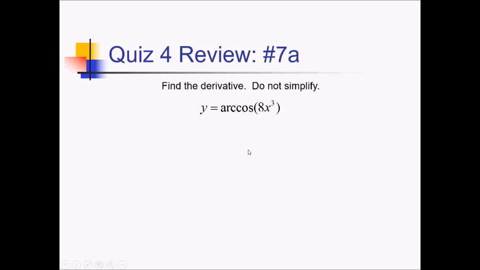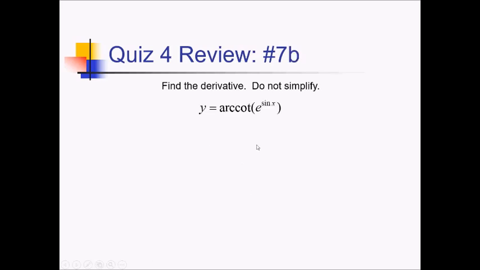To take the derivative on this one, I'm going to use the chain rule. So I've got arc cosine of something. That's going to be negative 1 over the square root of 1 minus something squared, so 1 minus 8x cubed squared. And then I have to multiply by the derivative of the inner function. So the inner function is just 8x cubed. That derivative is going to be 24x squared.